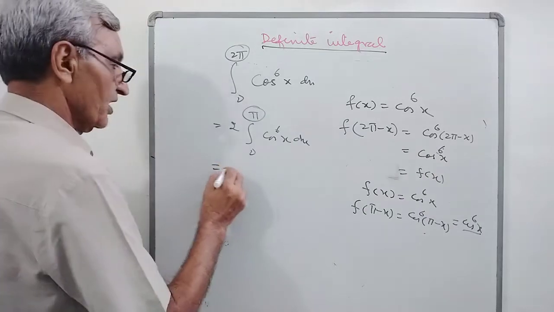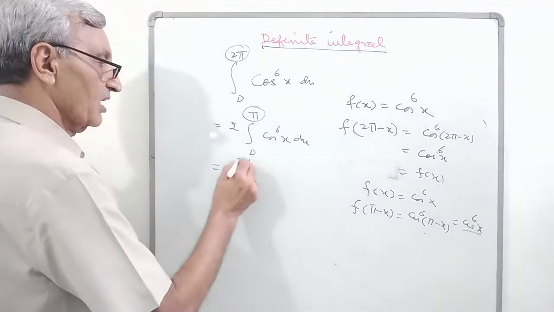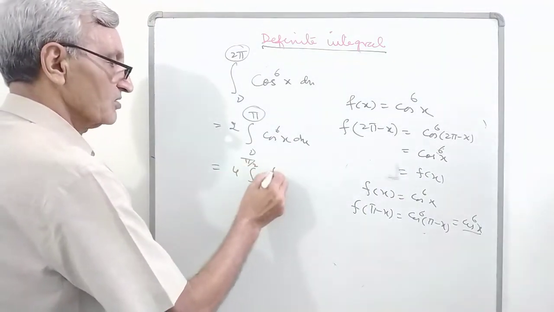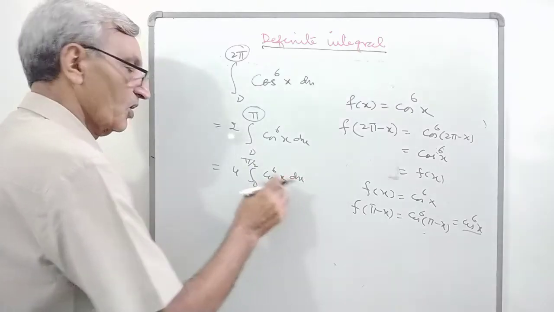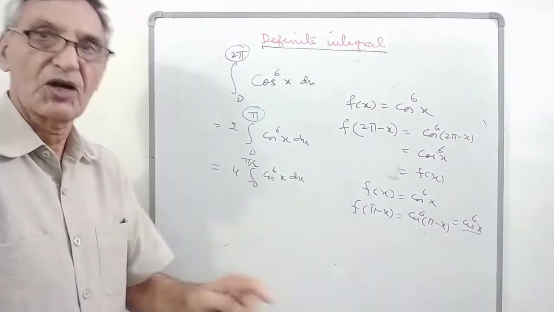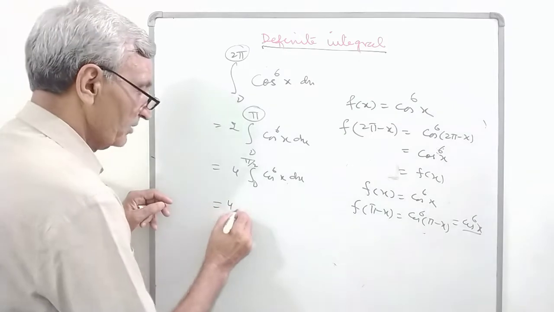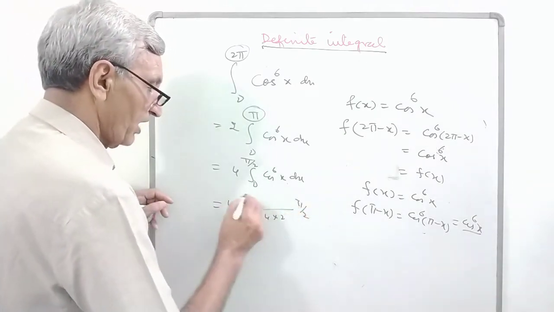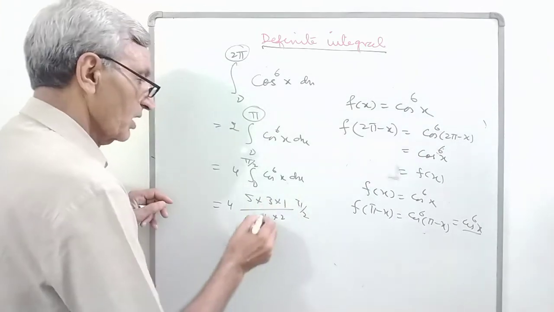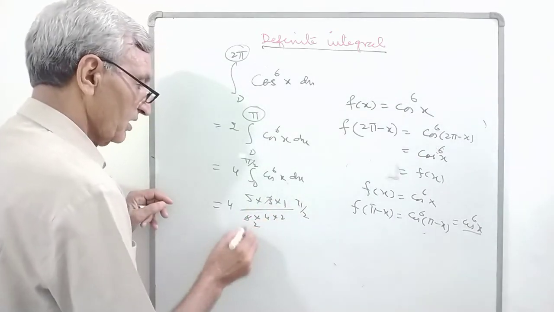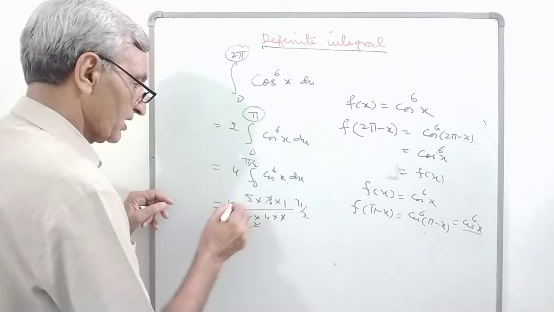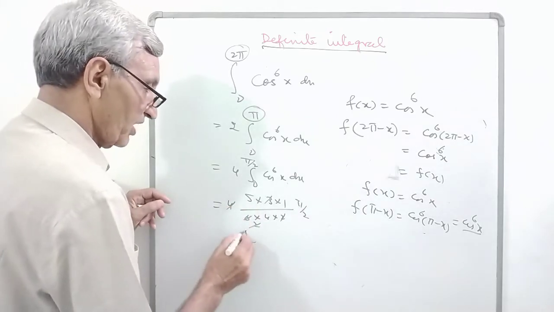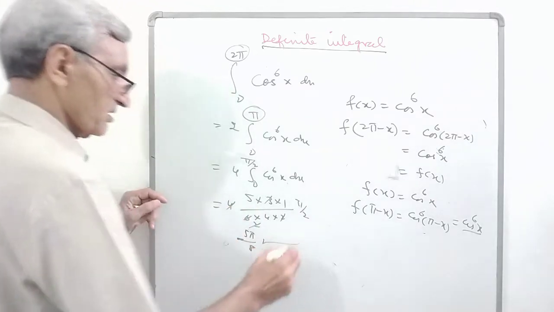Then we will take 4 times the integral from 0 to pi by 2 of cos 6x dx. And now I will apply the Wallis formula. Now I will apply 4 times 6, 6 4 2, into pi by 2, into 5 into 3 into 1. 3 twos are 6, here is 2, 2 twos are 4, cancel. This is equal to 5 pi by 8, my answer.